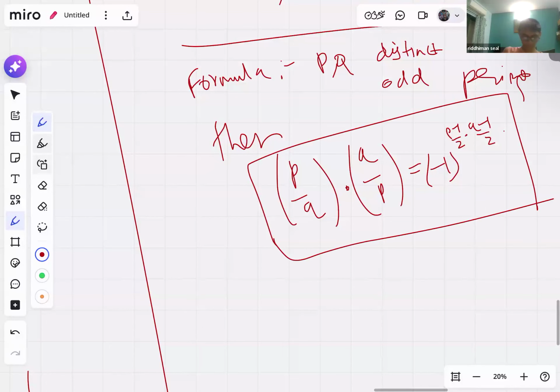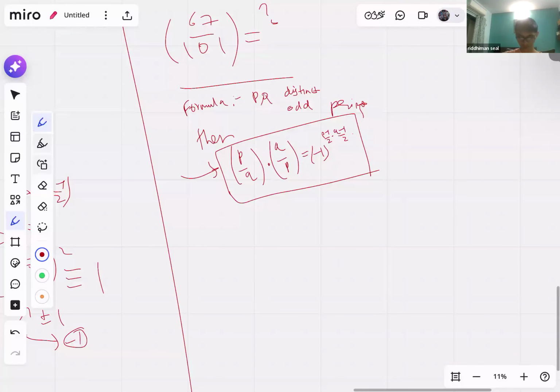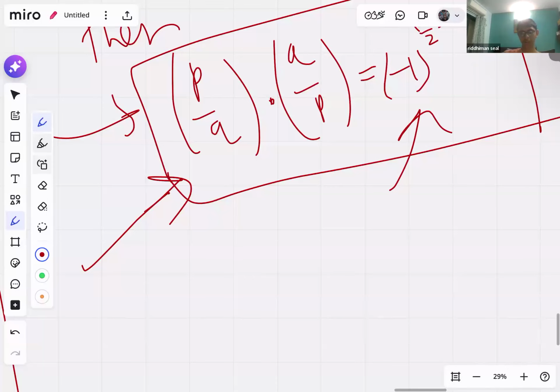This is probably the most important thing in this chapter, because if you have a problem which uses quadratic residues, if it is decently hard, then it will use this. And this should also come as a surprise, because we have p mod q, and we have q mod p, and they are just magically related like this.